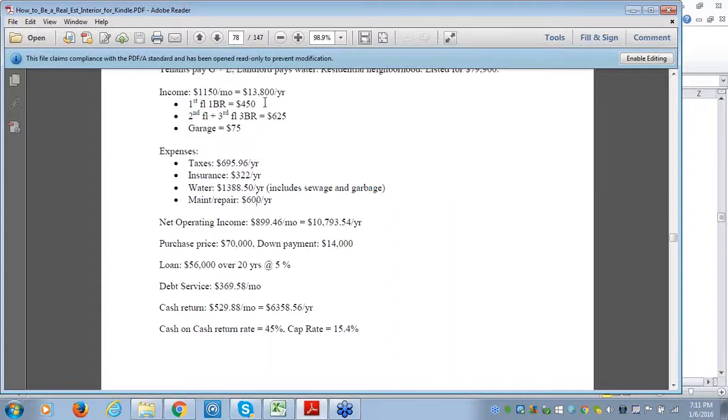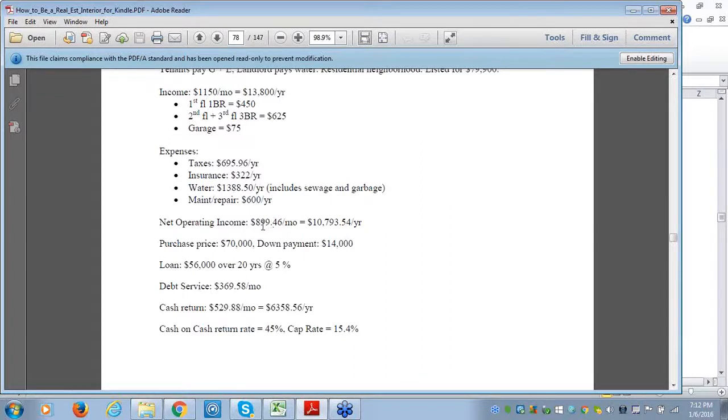So if you look at this and you calculate your gross rents, which we've done, now you calculate your gross annual expenses and divide that by 12, you can see your monthly net operating income. If you add all these figures up and divide by 12, you reduce your monthly income, $11.50 per month, by this amount, broken down by 12 months, and you're left with $899.46 per month. That's what you have after your taxes, insurance, water, maintenance, and repairs. You're left with $899.46 per month.